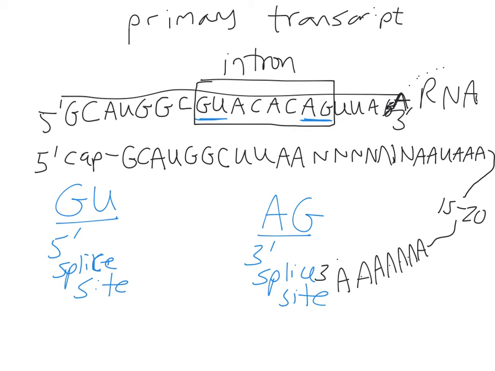Now, I didn't address the question about the branch point. So we talked about the 5' splice site and the 3' splice site, GU, AG. What's the branch point? An A in the middle. You're right. So I would say maybe that's that A. It's always hard to tell which one's the branch point, but there's going to be a conserved A that is always present somewhere in between the 5' and the 3' splice sites.